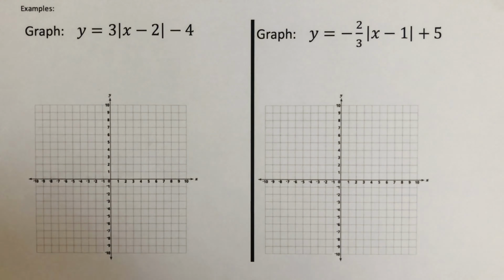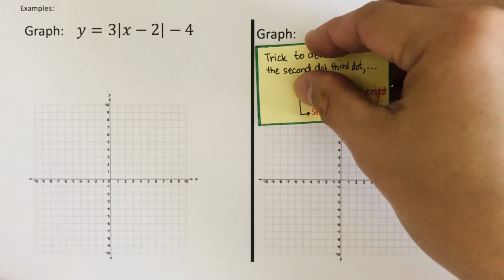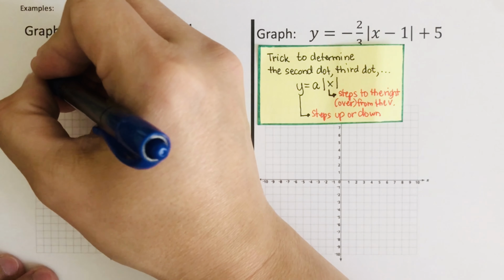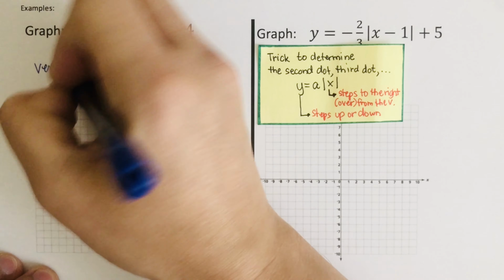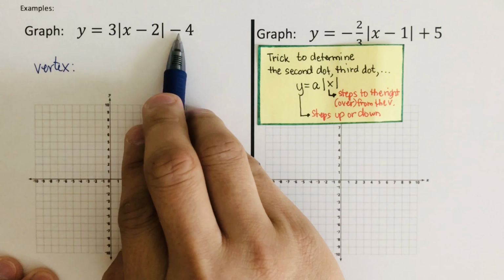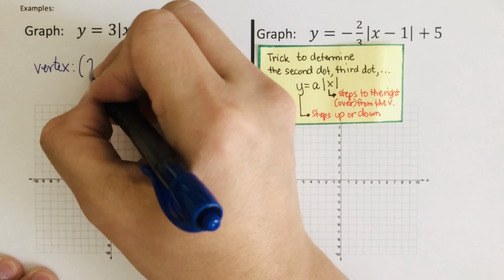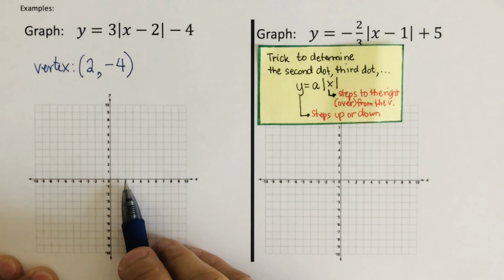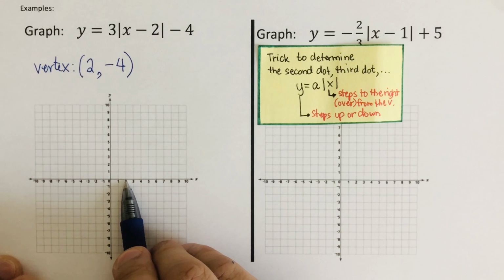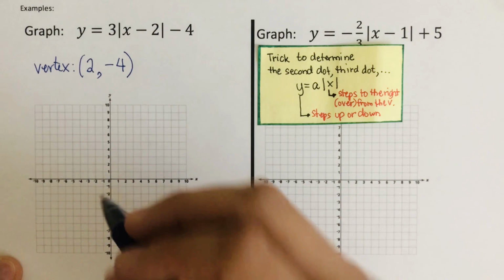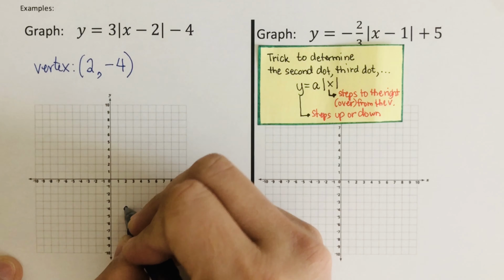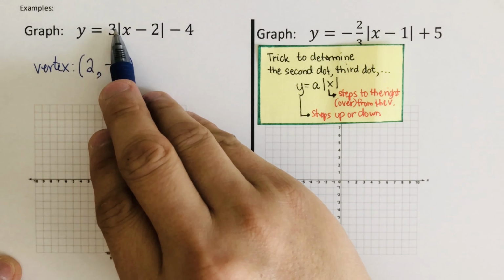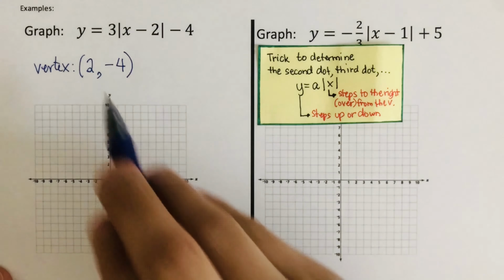Okay, so we go over the first example. I'm going to put the trick here because we're going to use that in this problem right here. So our vertex, just by looking at this, switch and keep. So that is a positive 2 and then negative 4. So I go to a positive 2 on the x and then negative 4. So I go down. So this is the vertex. And we say that this is directed up, or it's opening upwards, since that is positive.